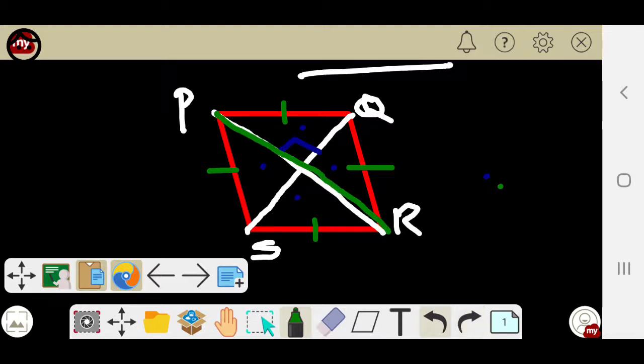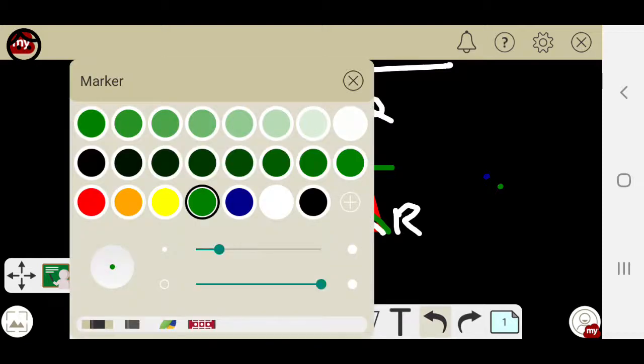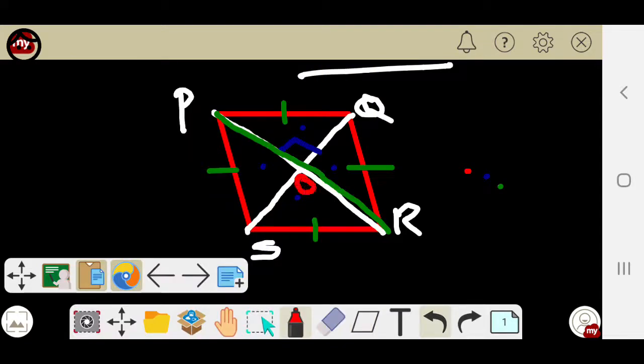This diagonal PR divides QS into two equal parts. So, yes, this intersecting point is O, the middle point O. PR divides QS into two equal parts, that means this point O divides the line QS into two equal parts. So, SO equal to OQ. Same way, consider the diagonal SQ. SQ also divides the diagonal PR into two equal parts.